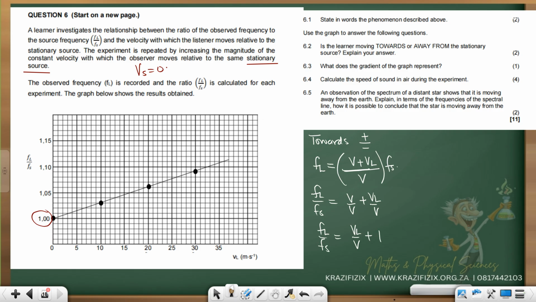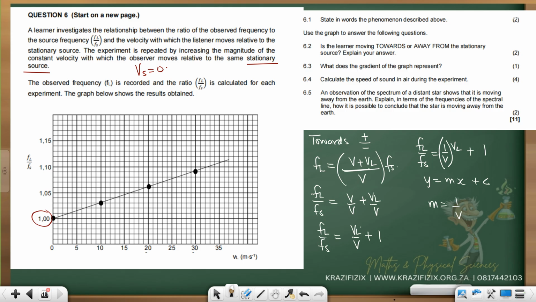That's your y-intercept. So FL over Fs. What's on your x-axis? VL. Pull that out. You see, that's your x. Pull it out. What do you have? 1 over V plus 1. Y equals to what? Mx plus c. So what's your gradient? 1 over V.